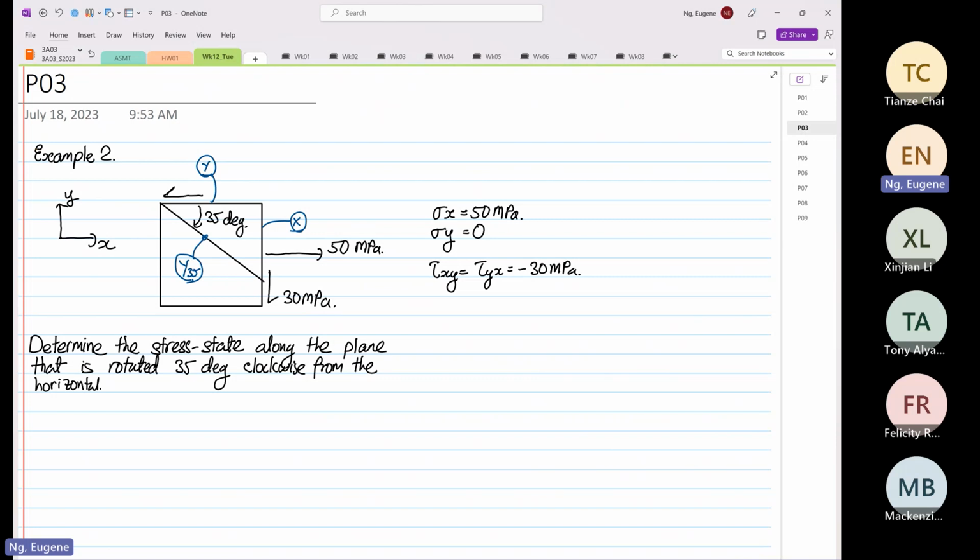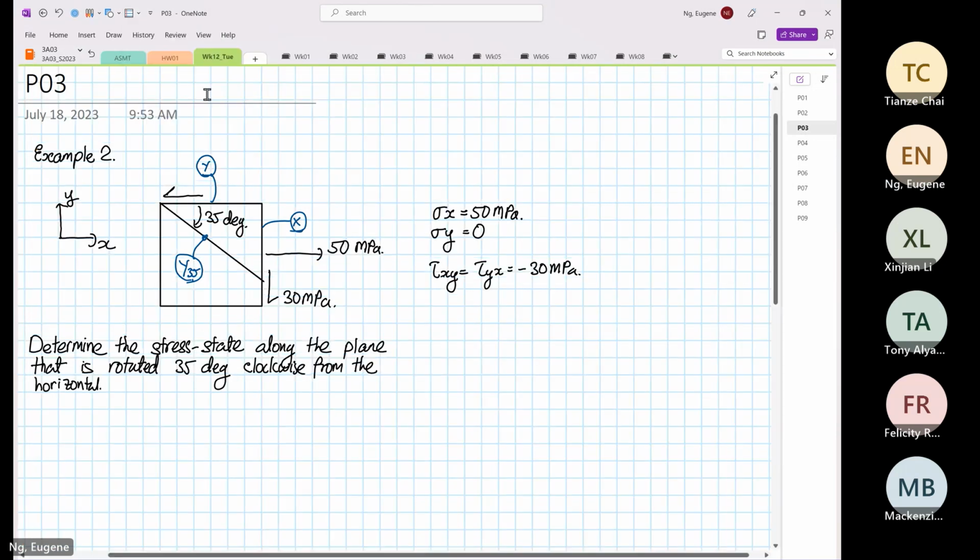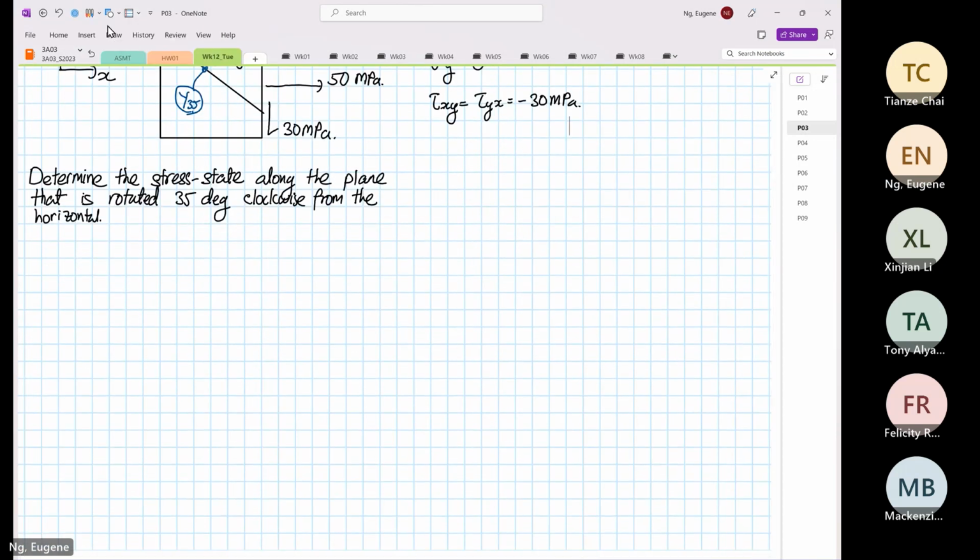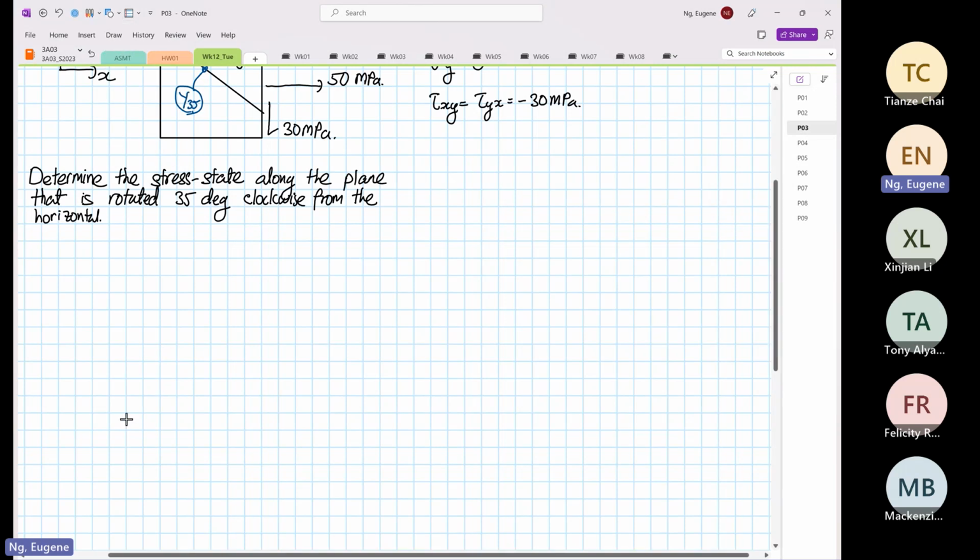Okay, so now we're going to draw Mohr circle. Now you have to learn how to draw Mohr circle, because in the exam, I know you can use a bunch of formulas, but I will specify that you have to use Mohr circle. If you don't use Mohr circle, marks will be deducted. Mohr circle is also easier for a lot of problems.